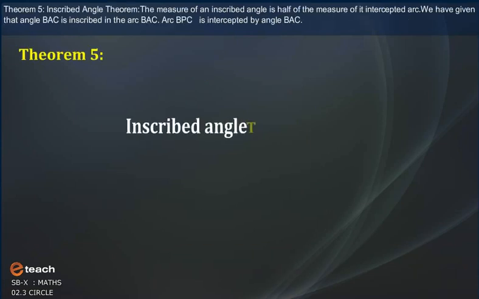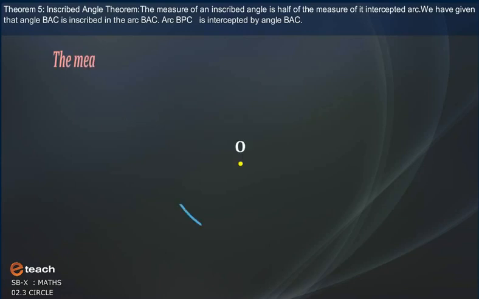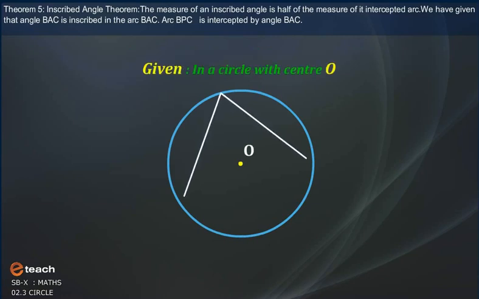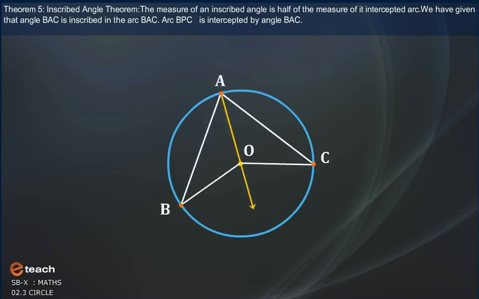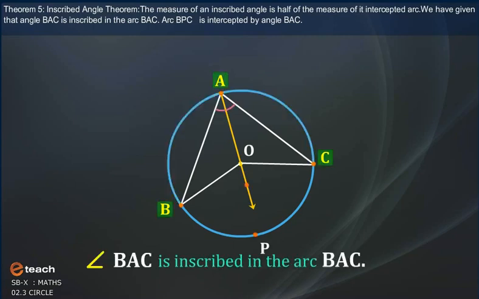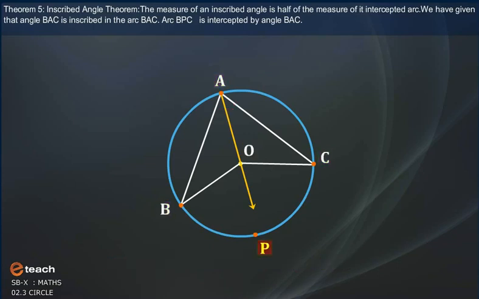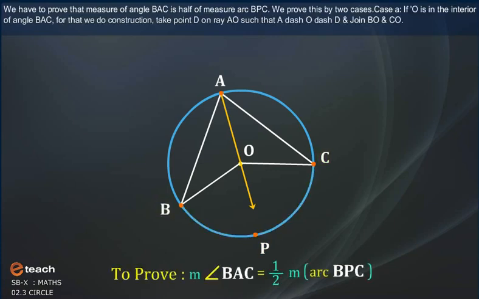Theorem 5. Inscribed angle theorem. The measure of an inscribed angle is half of the measure of its intercepted arc. We have given that angle BAC is inscribed in the arc BAC. Arc BPC is intercepted by angle BAC. We have to prove that measure of angle BAC is half of measure of arc BPC. We prove this by two cases.